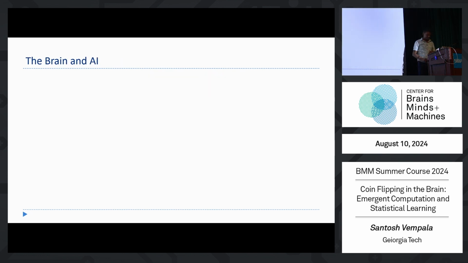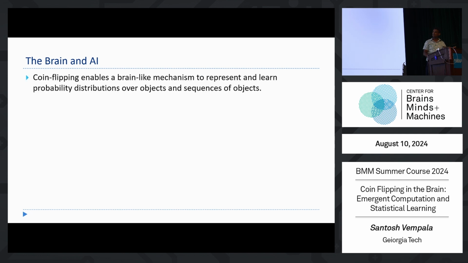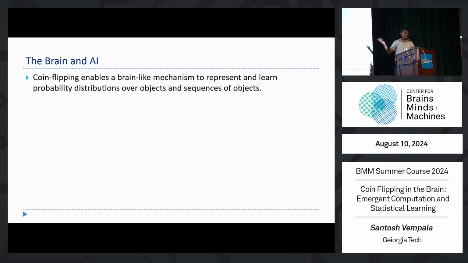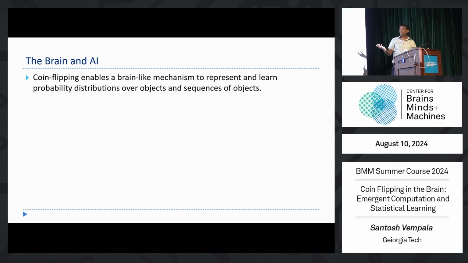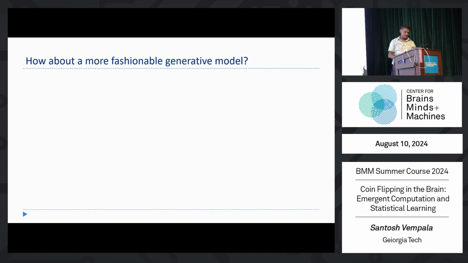All right. So that's essentially the technical results I was going to present. Just a couple of comments. So once you're able to toss a coin, simulate a coin and learn its probabilities, you can enable a brain-like mechanism, meaning exactly in this model, to learn probability distributions, right? And over sequences. Well, once you can learn over sequences, why not do what's most in fashion now? How about a generative model?